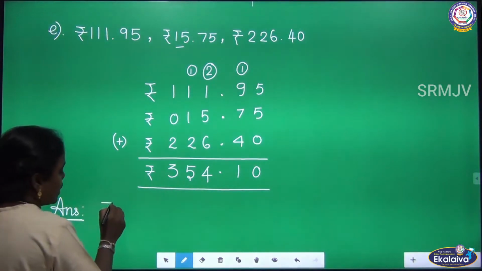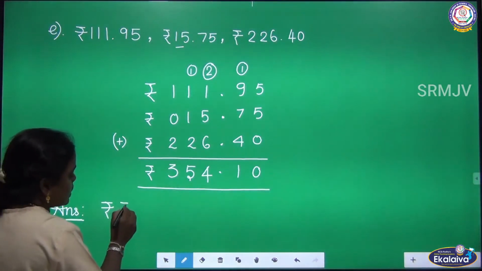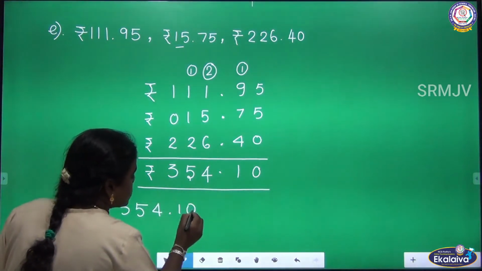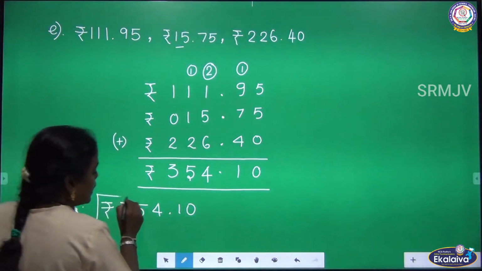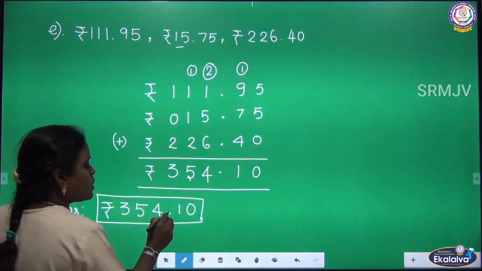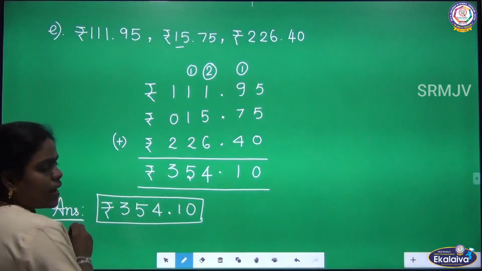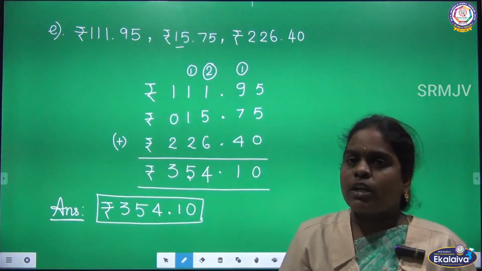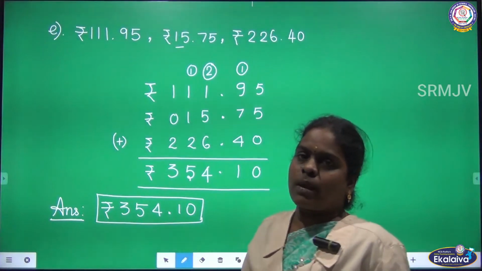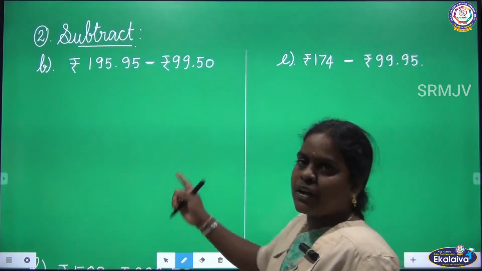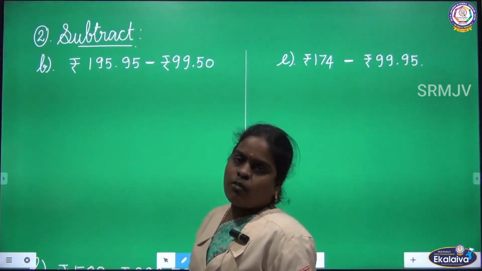Children, when you are writing the answer, you must write the rupee symbol and place the decimal point so that it is the correct answer. So don't forget to put the decimal point and the rupee symbol. So we have learnt addition of money in the first Roman letter. Listen, in the second Roman letter we are going to learn subtraction of money.